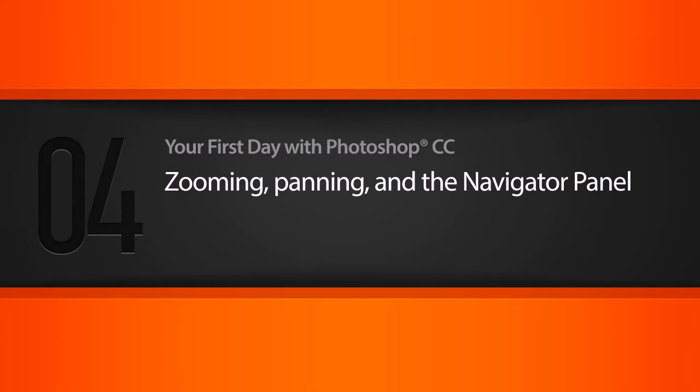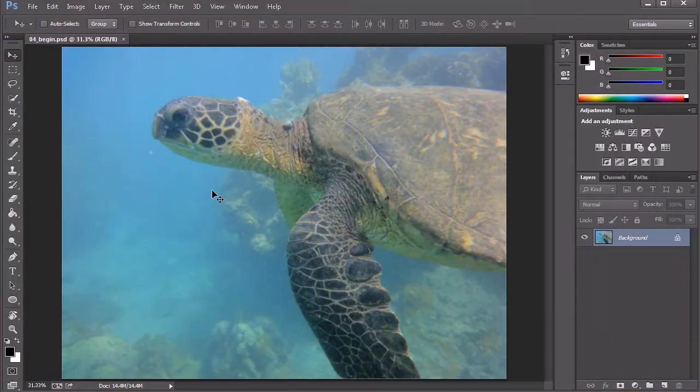In this lesson, we'll learn how to navigate around our open Photoshop documents. Okay, so if you want to check your project files, I'm working with the Lesson 4 Begin file. And this is the exact same sea turtle we looked at earlier in this course. So this is a document that's open and it's filling my canvas.